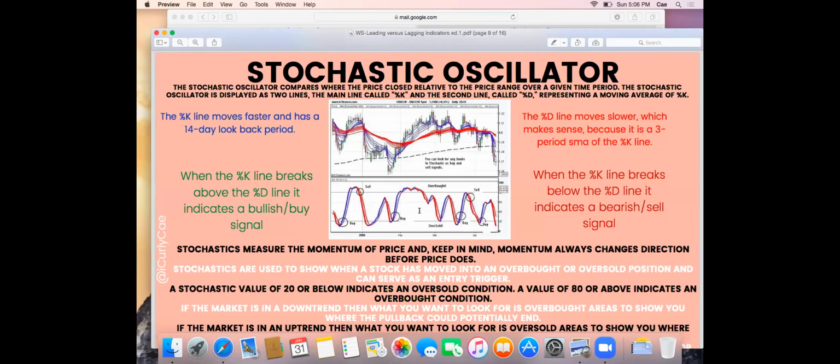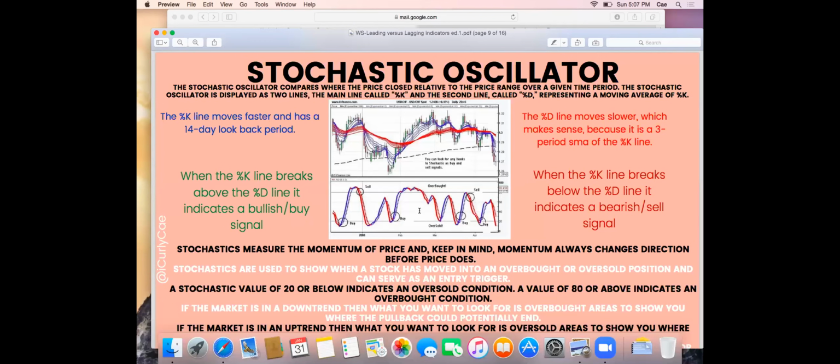Now let's talk about the stochastic oscillator. This particular indicator compares where price closed relative to the price range over a given time period. The stochastic oscillator is displayed as two lines: the main line, which is the K line, and the second line, which is the D line, which represents a moving average of K. The K line moves faster and has a 14-day lookback period. The D line moves slower, which makes sense because it is a 3-period simple moving average of the K line.